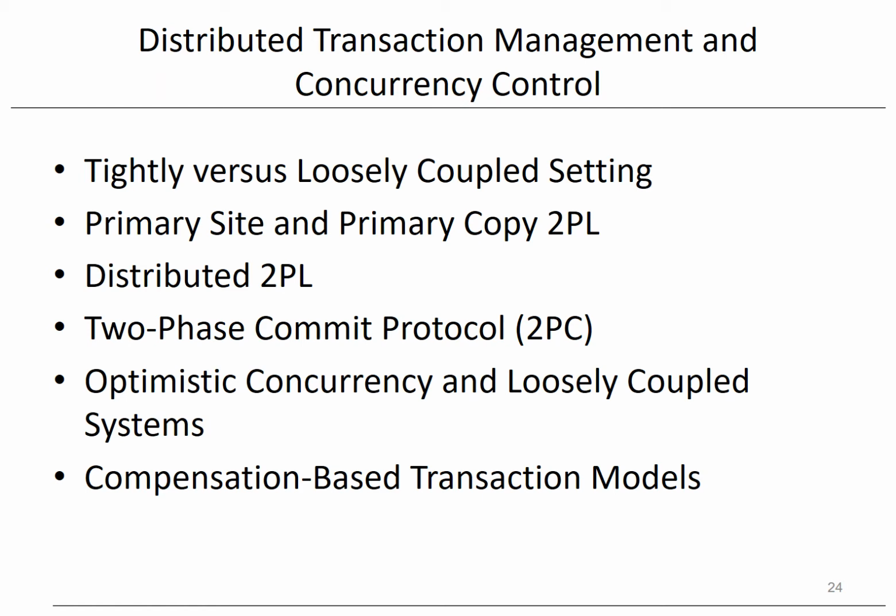There exists a large gamut of techniques to coordinate transactions in a distributed setting. In what follows, we elaborate on tightly versus loosely coupled settings, primary site and primary copy 2PL, distributed 2PL, two-phase commit protocol, optimistic concurrency, and loosely coupled systems, and compensation-based transaction models.